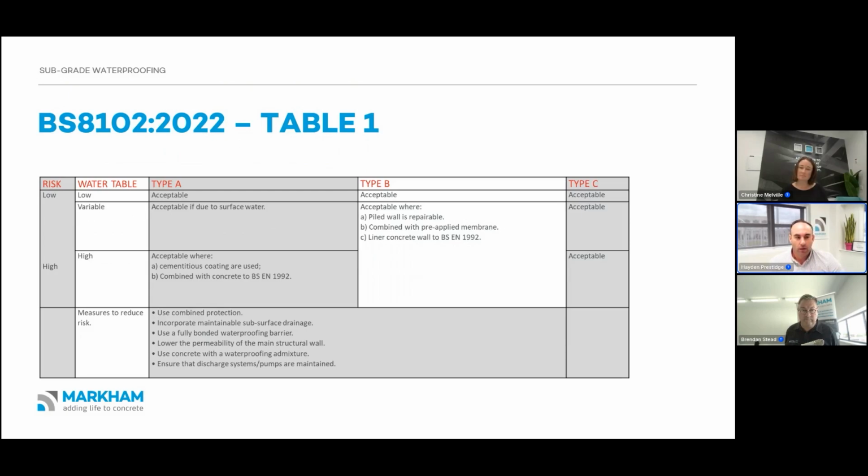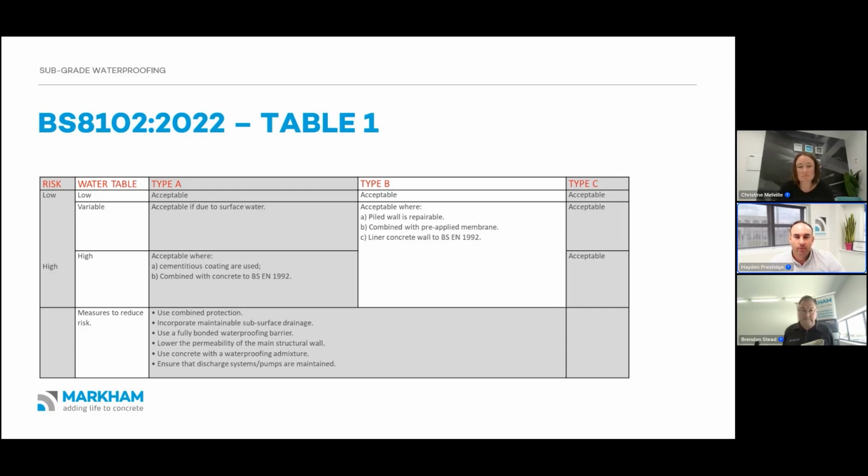So you look at a low risk, low water table basement, type A, so your membrane is obviously acceptable there and a good use. Also the likes of your integral system, your admixture type system, and also a drainage system. That's because your water table's very low and risk is low.